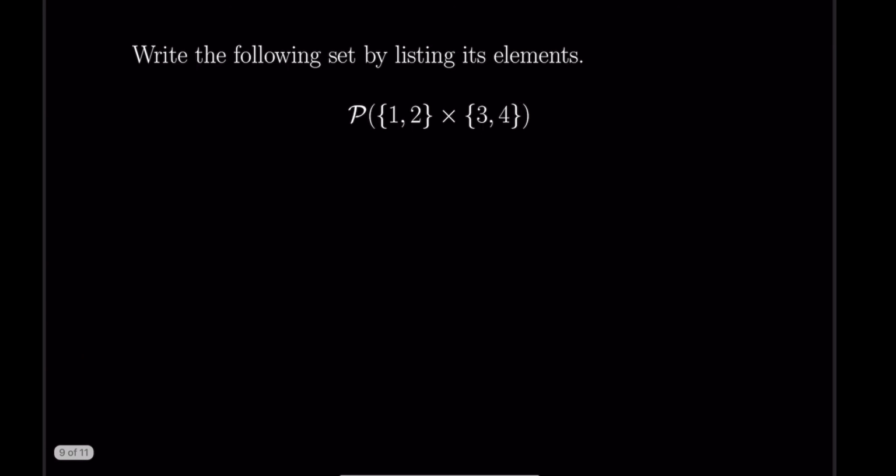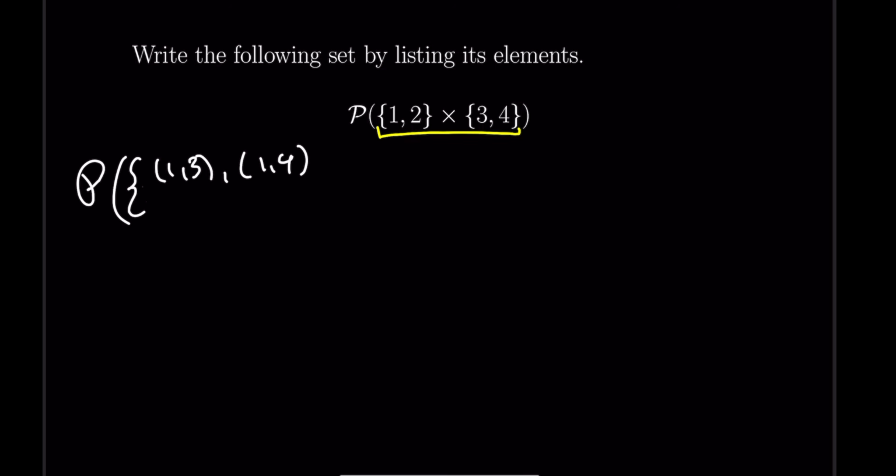Okay, moving on. Now let's look at this related question where we do everything in a different order. We'll take the cross product first, and after taking the cross product, then we'll take the power set. So what we're looking at is the power set of the set containing 4 elements. Those elements will be 1, 3, 1, 4, 2, 3, and 2, 4, taking entries from the first set or the second set as needed.